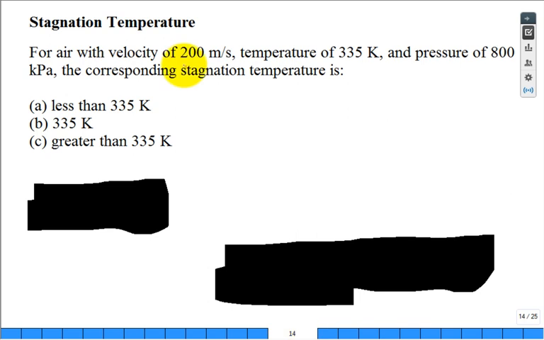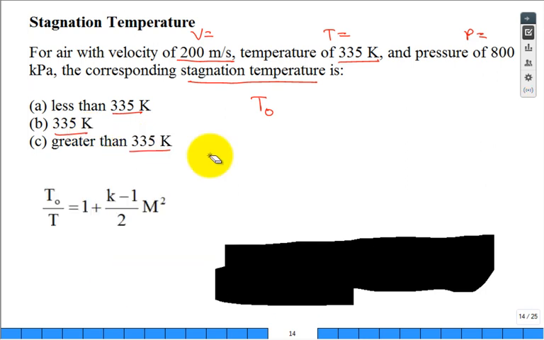Air traveling at 200 meters per second, at a temperature of 335 Kelvin, and a pressure of 800 kilopascal. The corresponding stagnation temperature, T naught, is equal to something less than T of 335, or equal to T of 335, or greater than T. What equation am I going to use? That equation, as a reminder. I will give you a few seconds to answer.